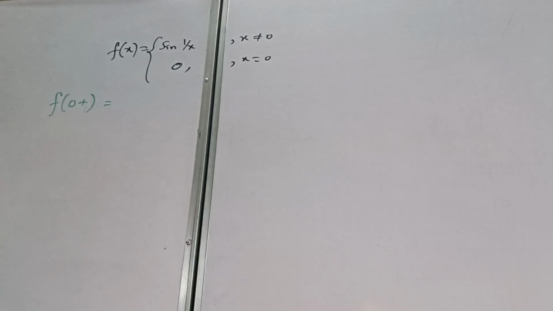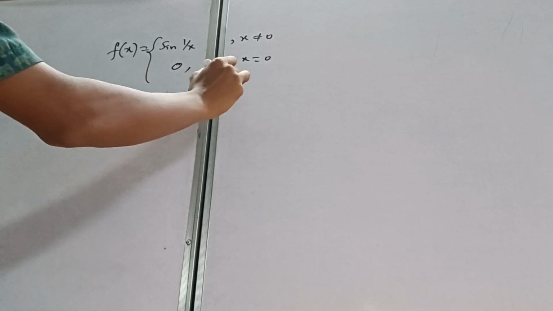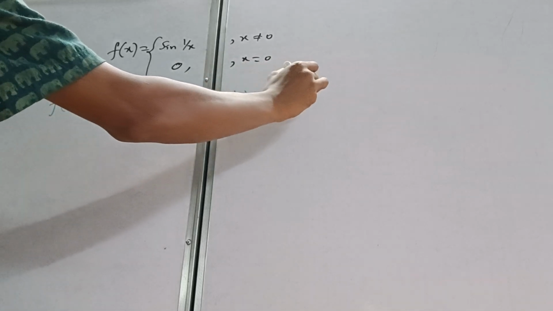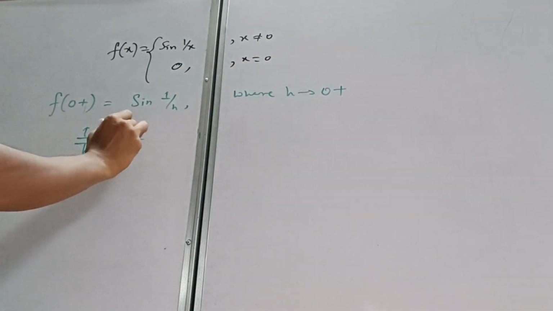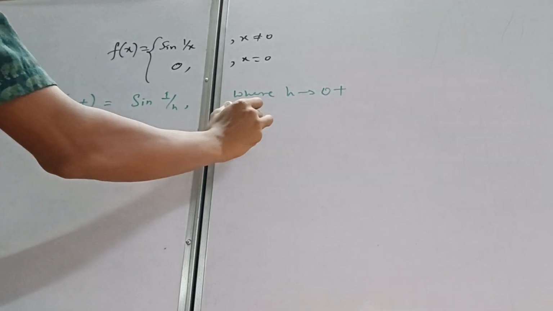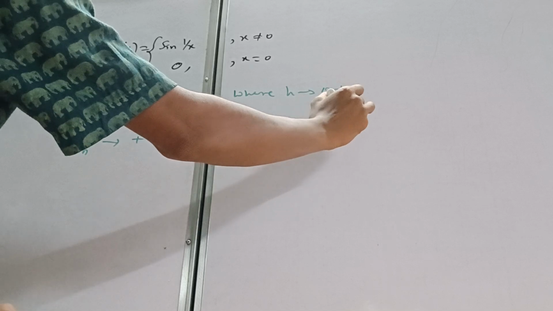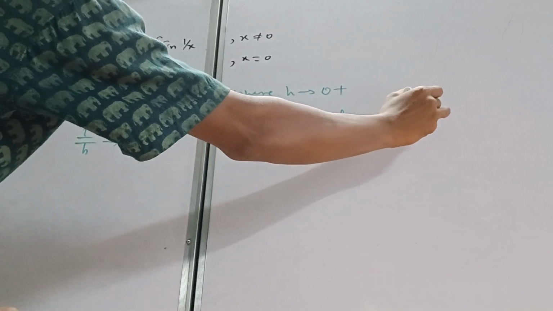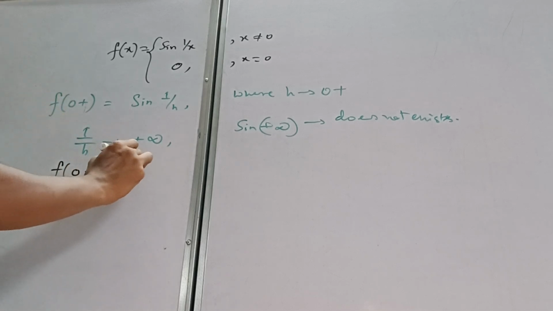f(0+) equals the limit of sin(1/h), where h tends to 0 plus. Then h tending to 0 plus means 1/h tends to plus infinity, and sin of plus infinity does not exist. So we say that f(0+) does not exist.